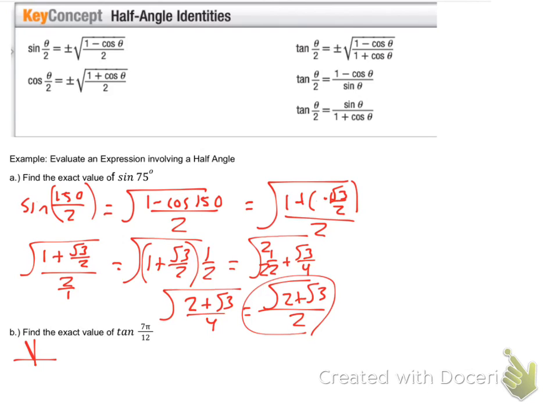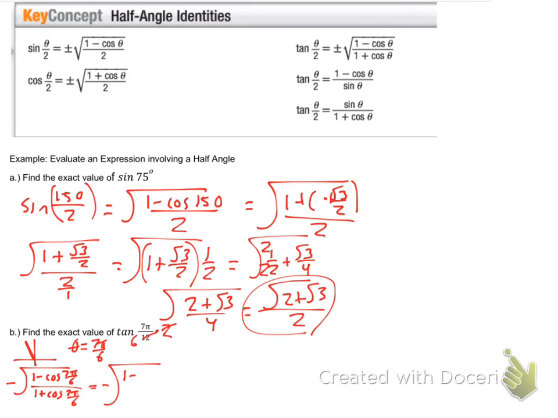Now, how do I know what angle that was cut in half would result in 7 pi over 12? Well, then just multiply it by 2. And if I multiply by 2, I get a 6 in the bottom. So theta itself is 7 pi over 6. So I start off with a negative square root of 1 minus cosine 7 pi over 6 over 1 plus cosine 7 pi over 6 equals a negative square root of 1 minus cosine of 7 pi over 6, which is on the unit circle.